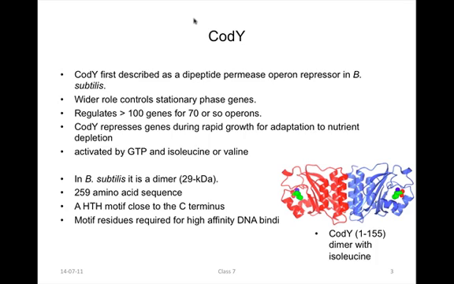What is CodY? CodY is described as a dipeptide permease, and it is found in a lot of gram-positive bacteria, especially in firmicutes, and it regulates 100 genes. Permease operon repressor, not dipeptide permease. Operon repressor, sorry, yes. So it represses this operon. It represses genes. It's found to be both a repressor and an activator.